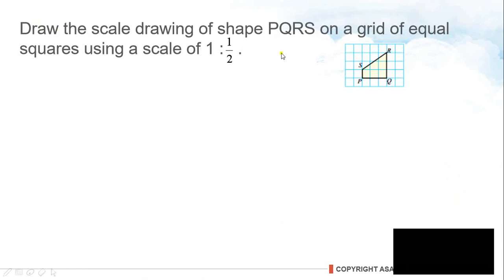Draw the scale drawing of shape PQRS on a grid of equal squares using a scale of 1:1/2. Remember, this is the form 1:n. If n is less than 1, and 1/2 is less than 1, it means your scale drawing will become bigger, by 2 times. So if the length of PQ is 3 units, then your answer will be 6 units.